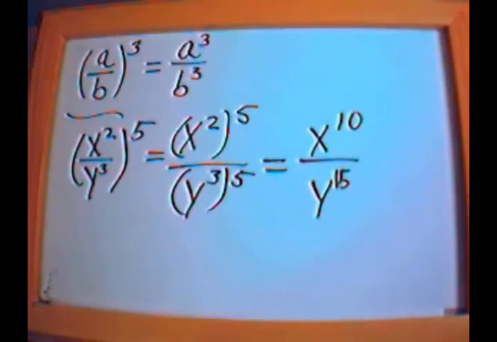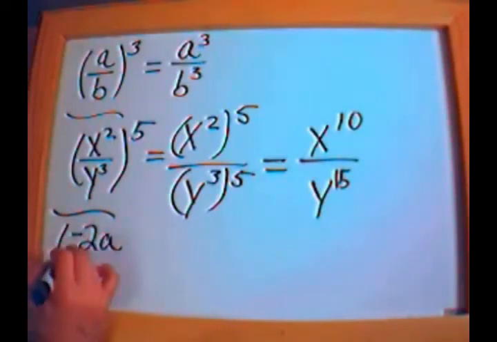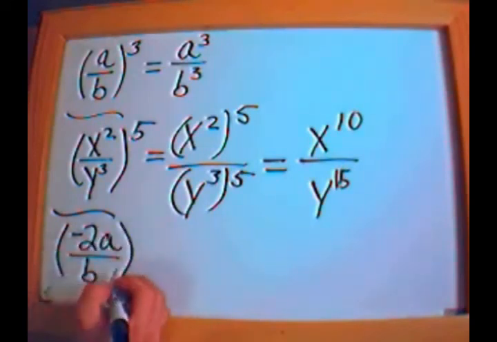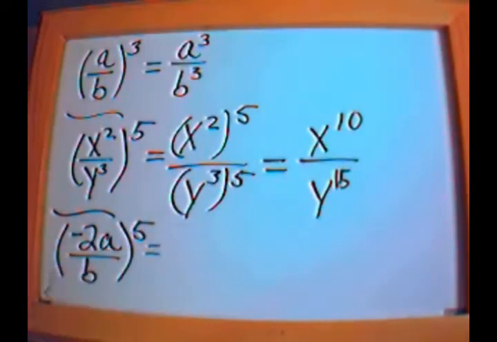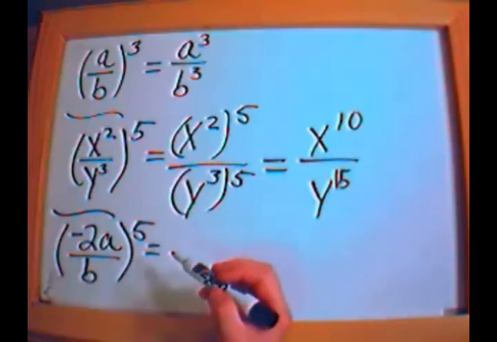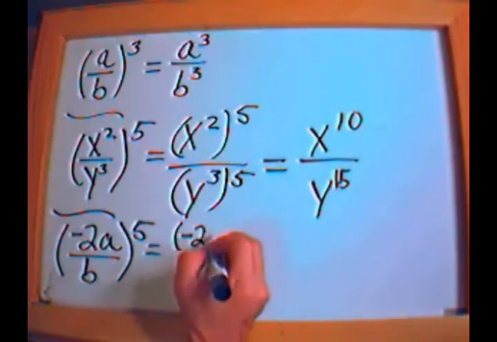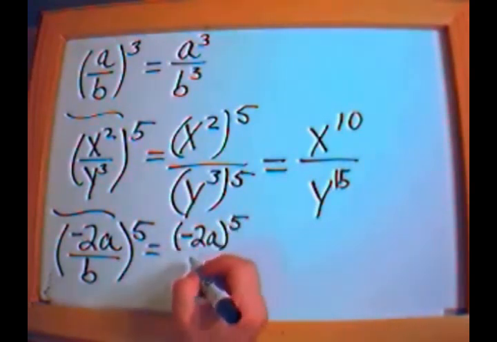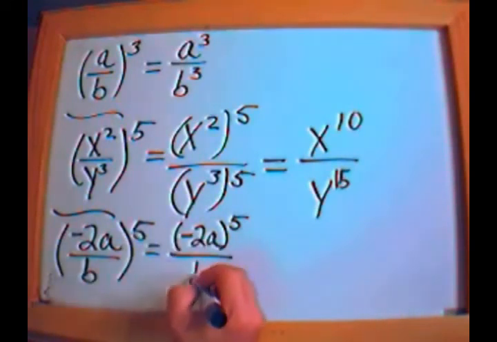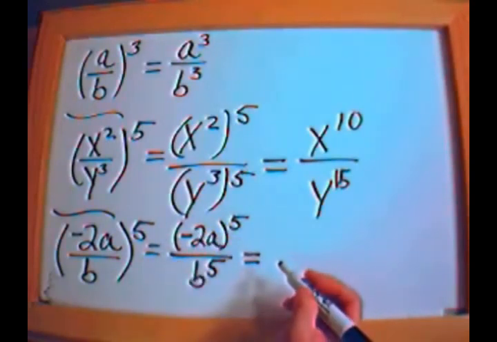It's not really too different. This is a little bit different. So let's say you have something like negative 2a on the top over b raised to the fifth power. Well, how am I going to handle that? I've got to raise the top by the fifth power and the bottom by the fifth power, but the top is a little complicated, so I'm going to take it step by step. On the top, I'm going to have negative 2a raised to the fifth power. On the bottom, I'm going to have b raised to the fifth power, because I've got to apply the power to both of them. All I need to do is figure out how to simplify the top.